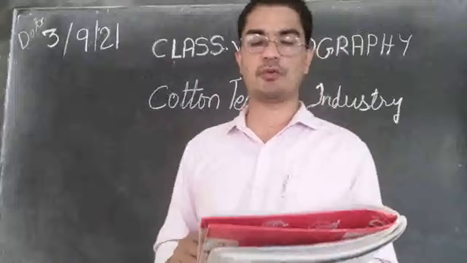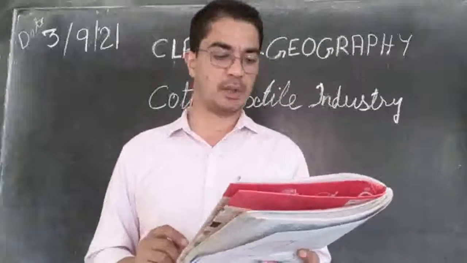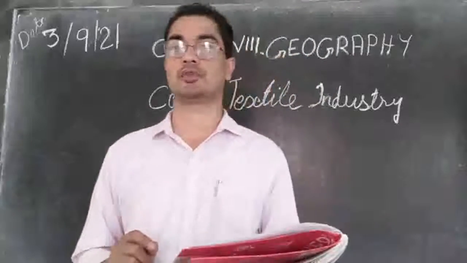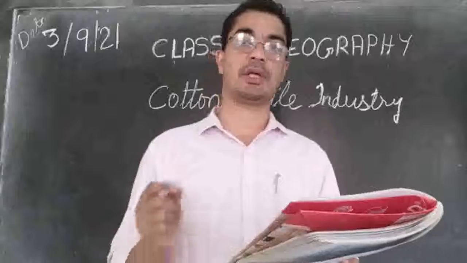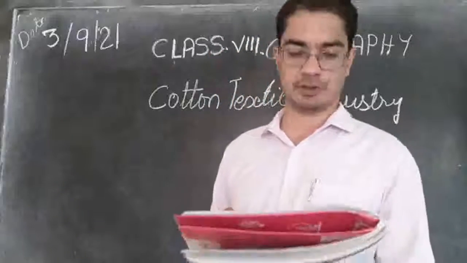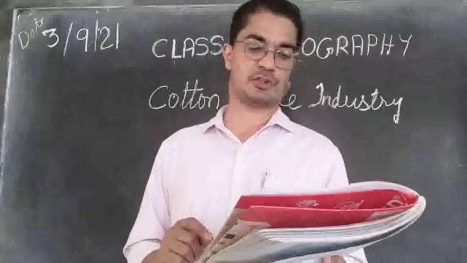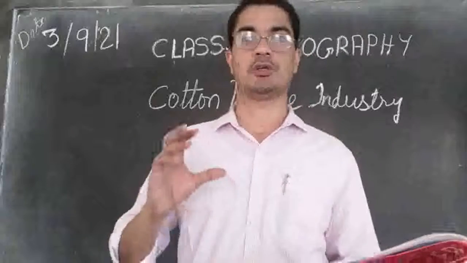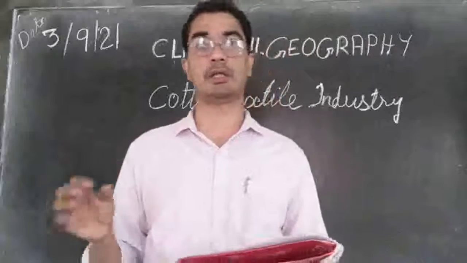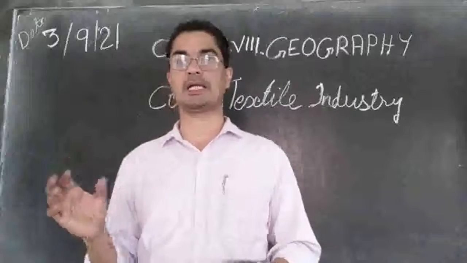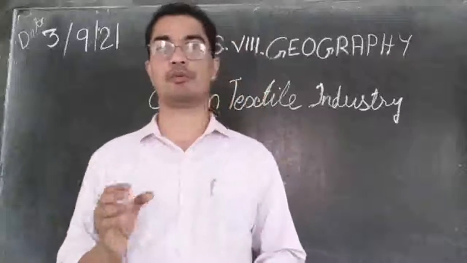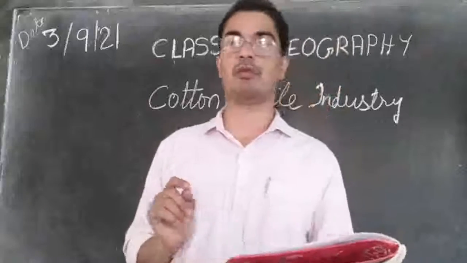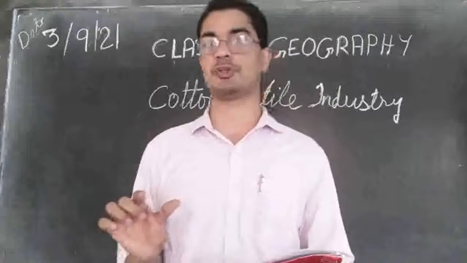The first successful mechanized textile mill was established in Mumbai in 1854. So we come back to India again, about the 18th or 19th century. It was the first mechanized mill. That means the first cotton textile mill running with machine. Mechanized means running with the help of machine. So it was started in 1854, that is in the 19th century.